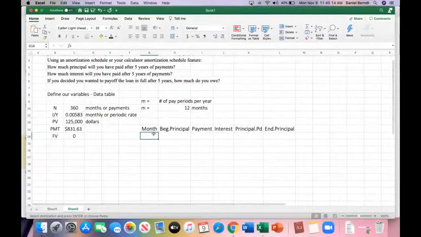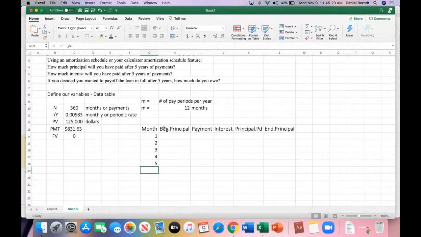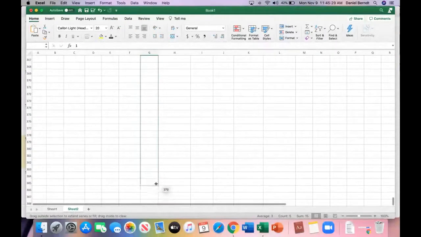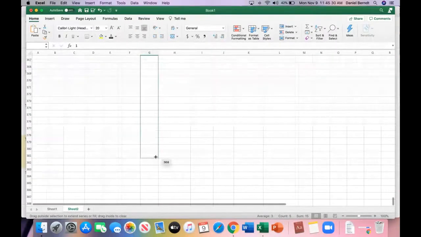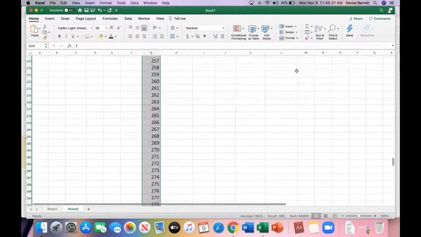Okay. And we know that it's going to be 360 payments. So we'll just do a quick 1, 2, 3, 4, 5. And then I'll take that and drop it all the way down to 360 lines. Wherever you see that little box there, you want to stop at 360. There we go. And then I'm going to come right back up.